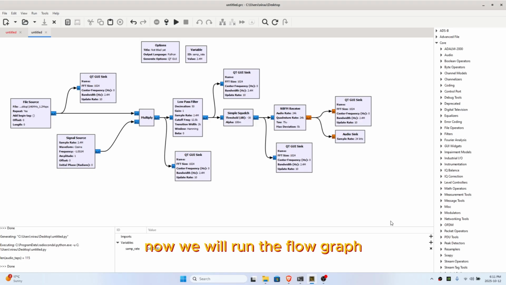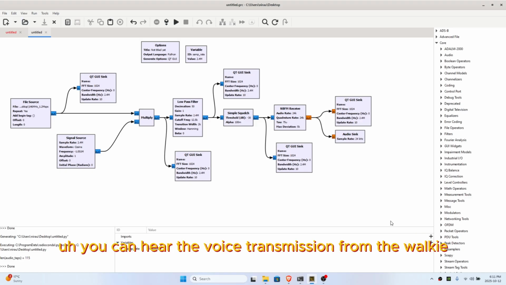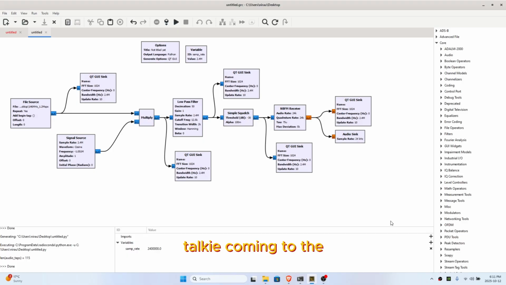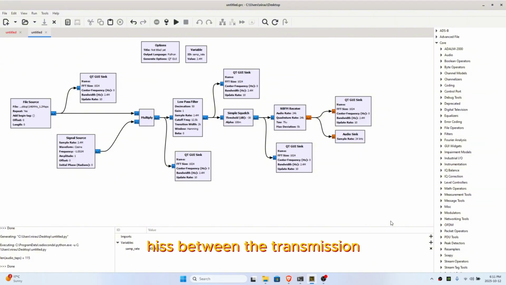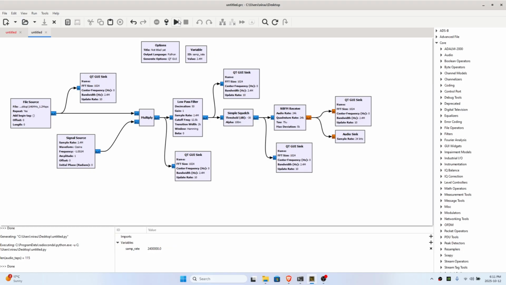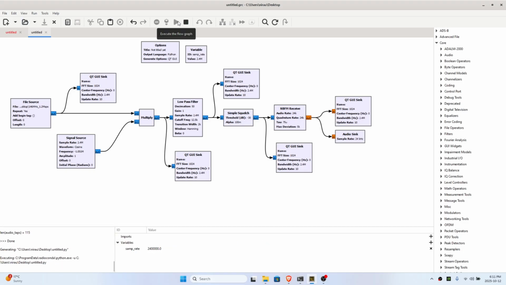Now we will run the flow graph. You can hear the voice transmission from the walkie-talkie coming through clearly with very little static noise because the squelch removes background hiss between the transmissions. Overall, the recovered audio quality confirms our parameters are well tuned. So yeah, let's begin.